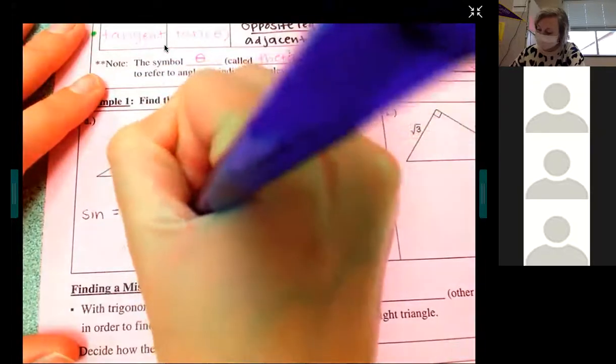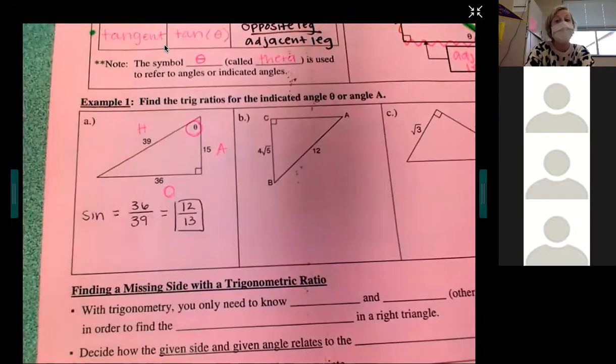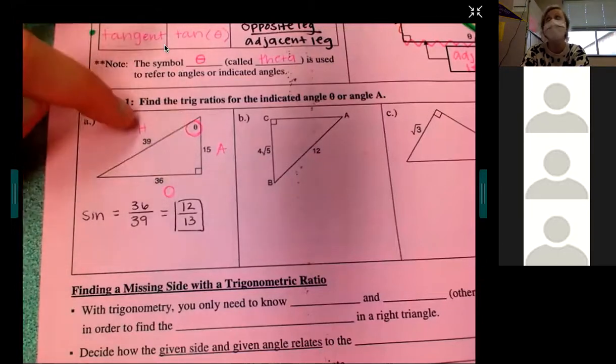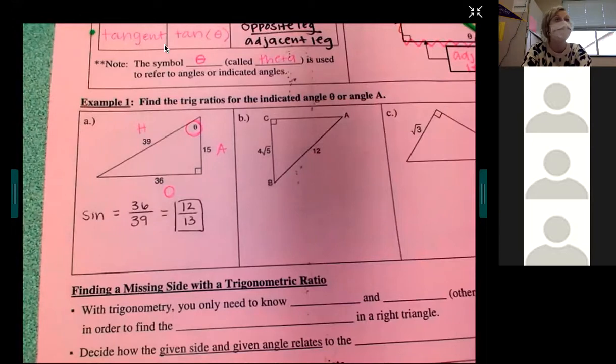12 over 13. 3 goes into both of them, is what I heard. Very good. So if they ask you for the sine ratio, that's it. That's the answer for the sine. You found your angle and you put the opposite side over the hypotenuse. It really doesn't get much harder. Yes, ma'am.